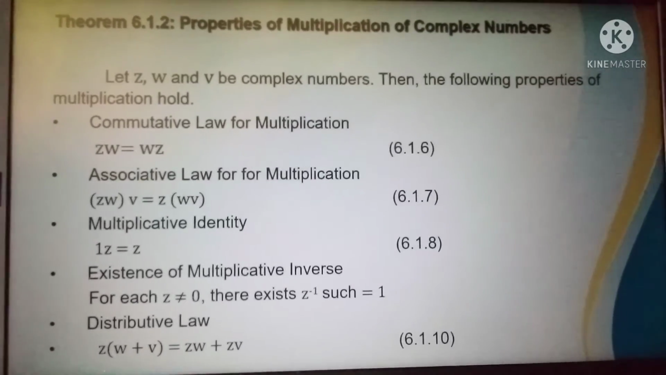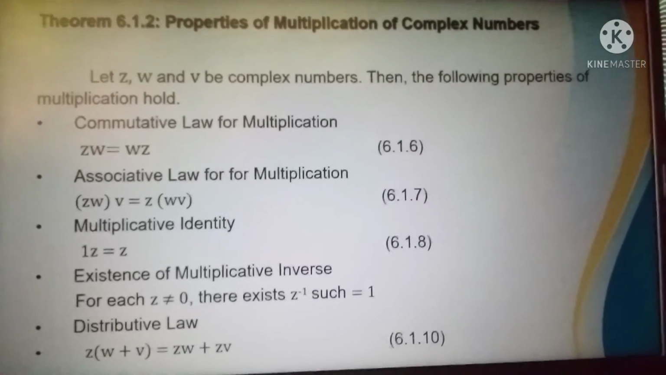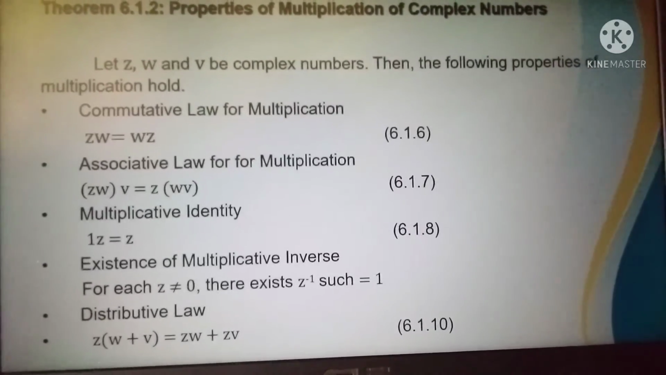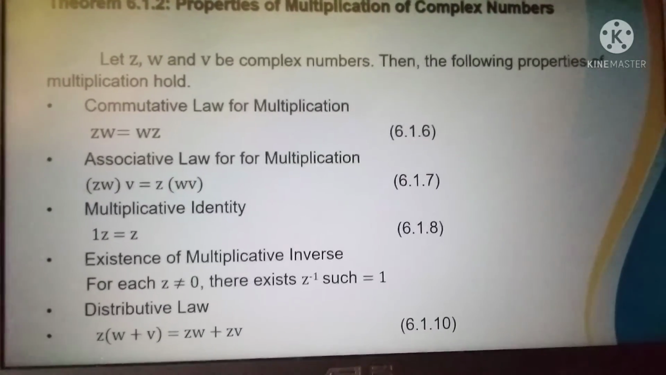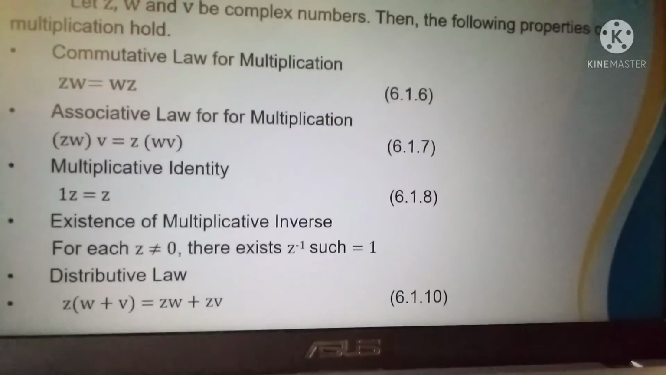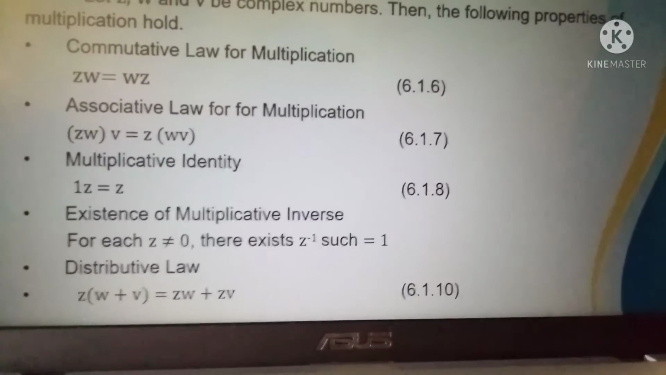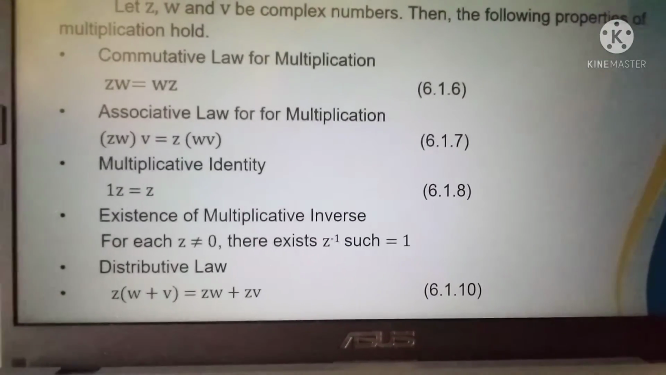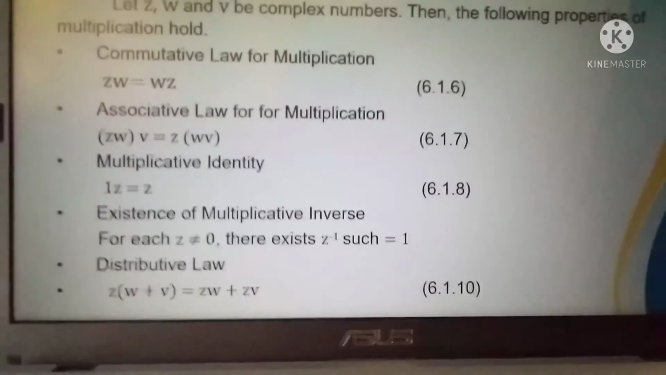So, we have commutative law for multiplication, associative law for multiplication, multiplicative identity, existence of multiplicative inverse for each z is not equal to 0. So, lagi po nating tandaan na z is not equal to 0. So, we also have distributive law.